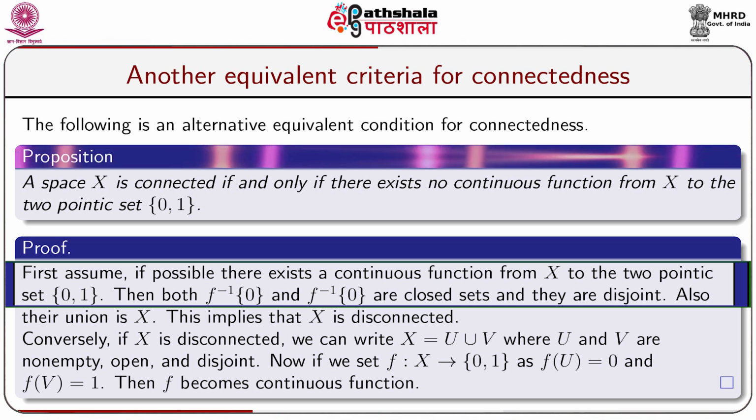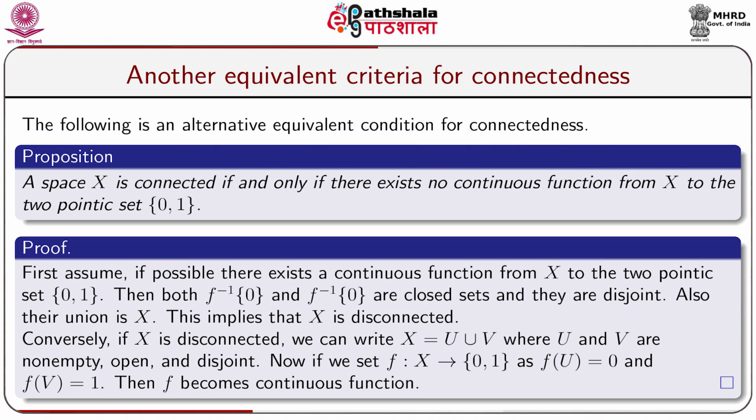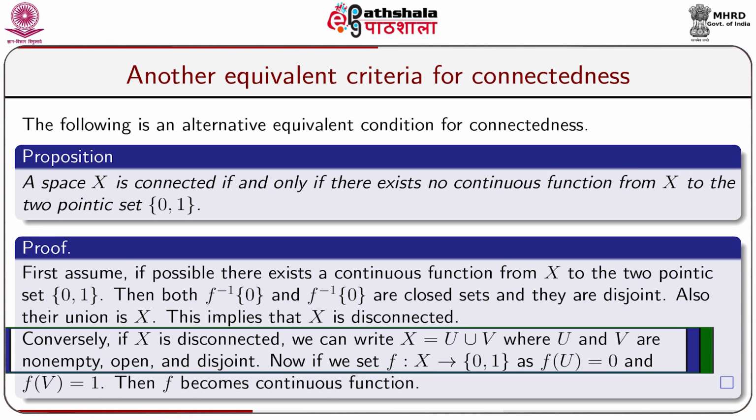First, assume that, if possible, there exists a continuous function f from X onto the two-point set {0, 1}. Since both the singleton set {0} and the singleton set {1} are open sets in the two-point space {0, 1}, then f inverse of {0} and f inverse of {1} form a separation of X. That means if such a function exists, then X becomes disconnected.